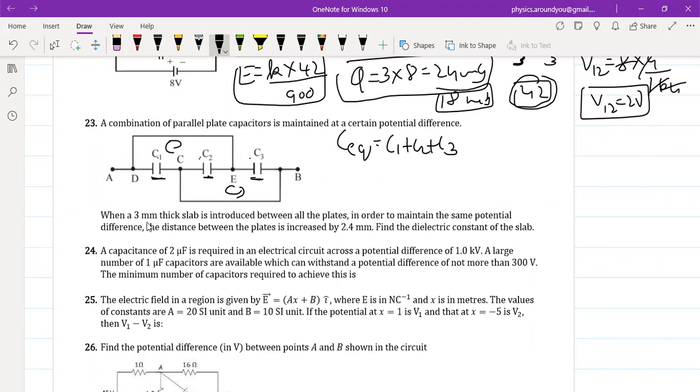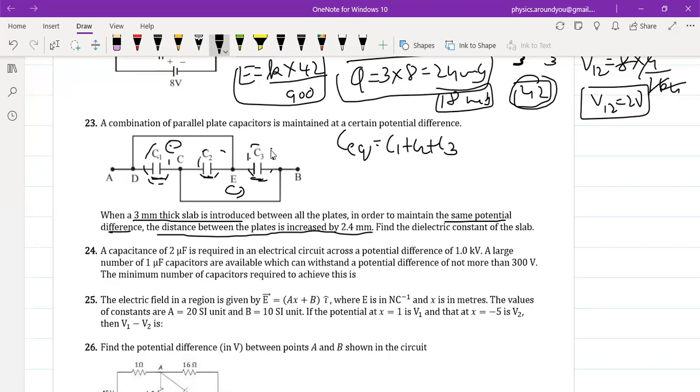Done. Now, if I introduce a 3 mm thick slab, in order to maintain the same potential difference, the distance between the plates is increased by 2.4 mm. Okay. So how can I look at this? Voltage still hasn't changed, it seems, even after introducing the 3 mm thick slab. Now, how to approach this?